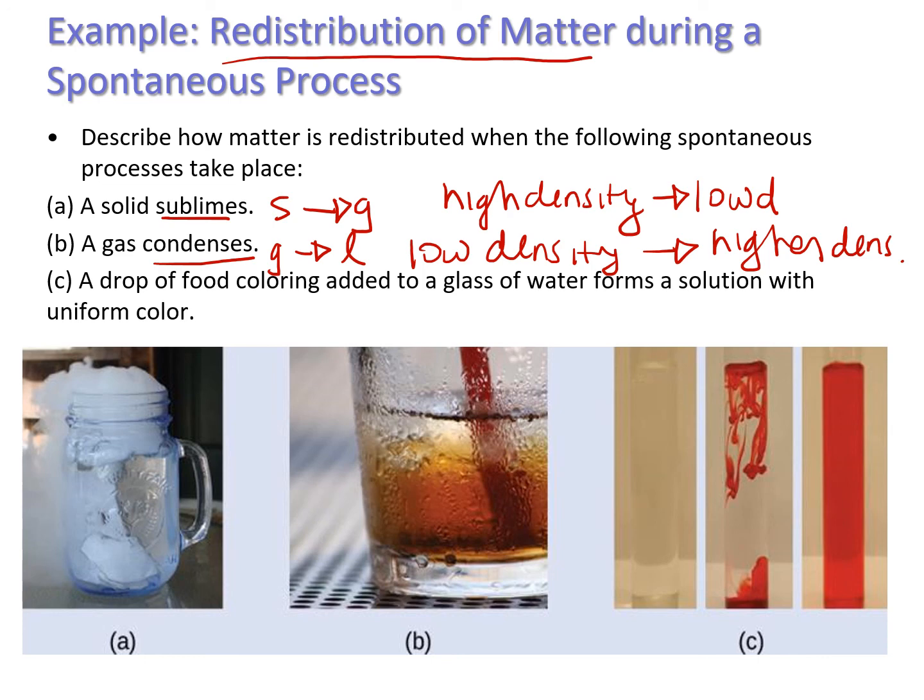And then finally, example C, we are dropping food coloring into a glass of water, and it forms a solution with a uniform color. So we start off clear, and then we drop the food coloring. It disperses. This one's easier to actually see because we can literally see the color. So what's actually happening here is diffusion. And here we have a higher redistribution of matter. It's dispersing everywhere into the liquid until it's uniform.